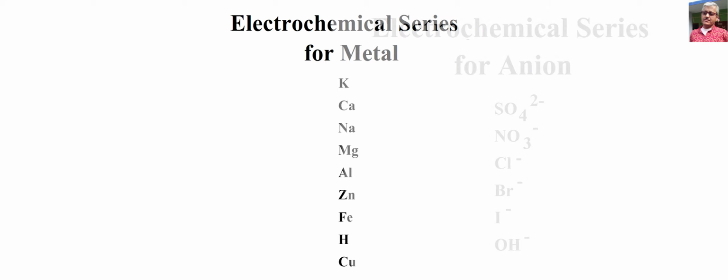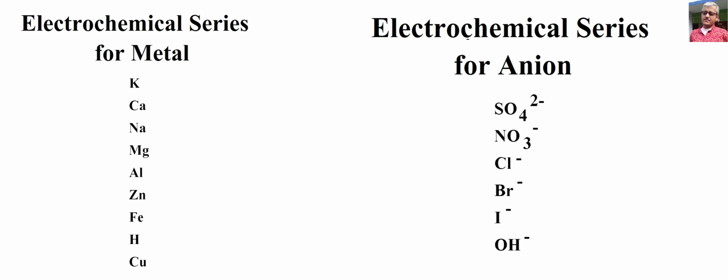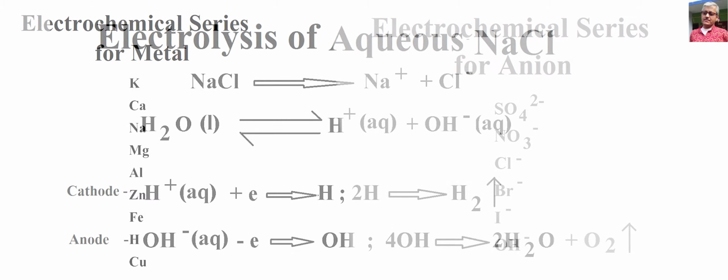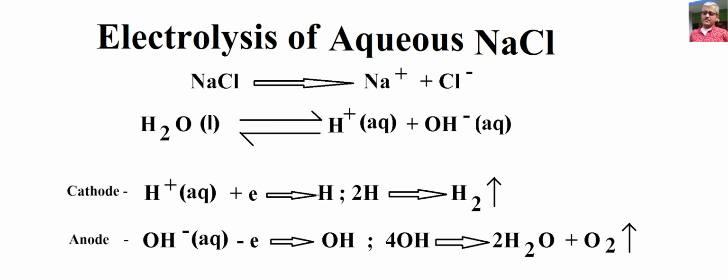If we compare their position in that series, the element or radical which is placed above is more active and more stable than the other one in the ionic form. So the bottom one will move first to discharge and products will be formed according to that. Thus, hydrogen and oxygen gases are produced on electrolysis of aqueous solution of sodium chloride.